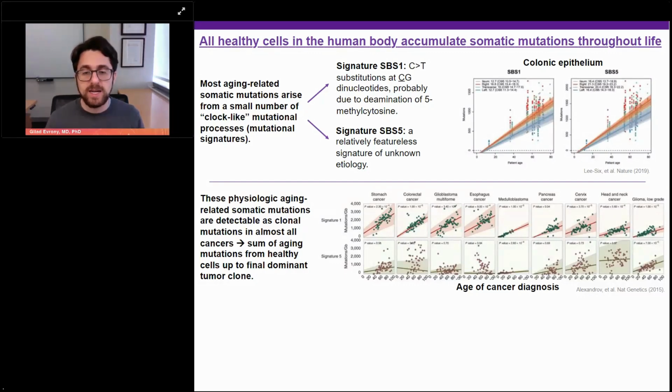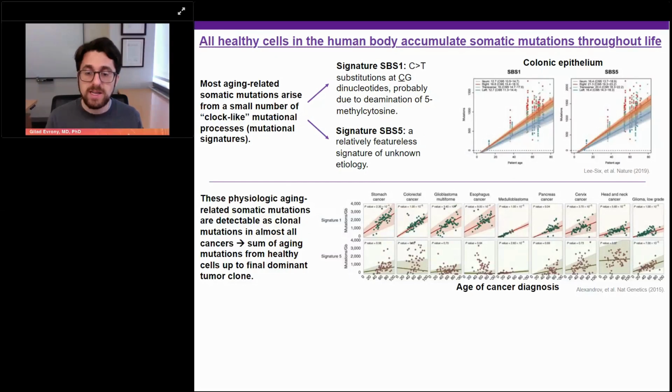And so therefore, we can actually quantify those signatures 1 and 5 separately in different cancers, and different types of cancer show this relationship with age more clearly relative to the age of diagnosis. So for example, a stomach cancer that was diagnosed later in life has more of these aging-related somatic mutations than a cancer diagnosed earlier in life.